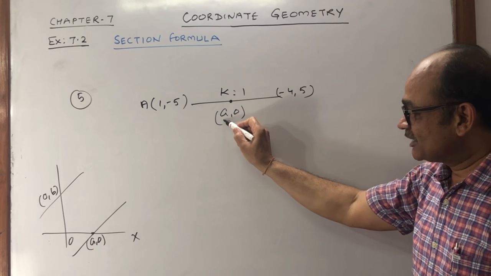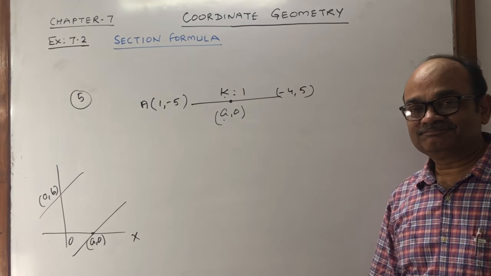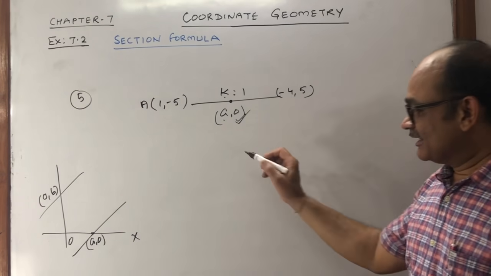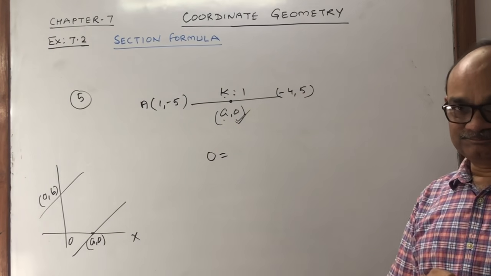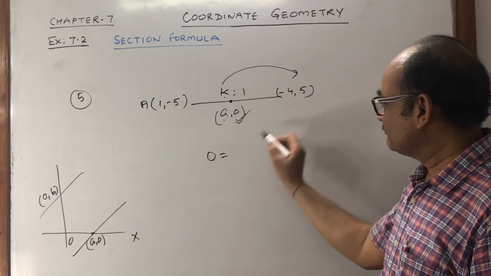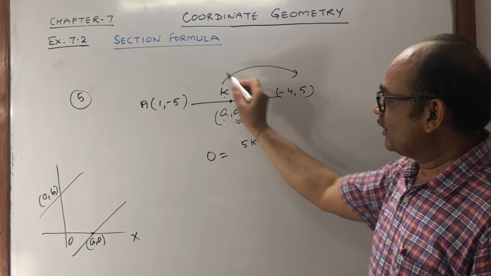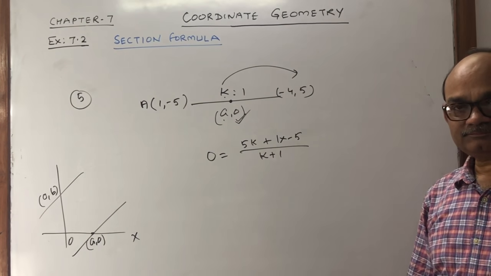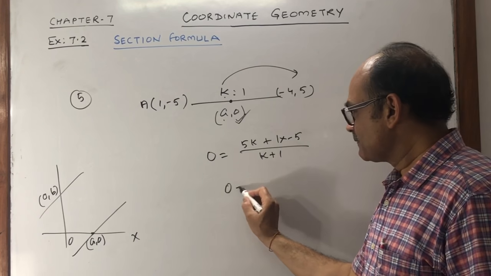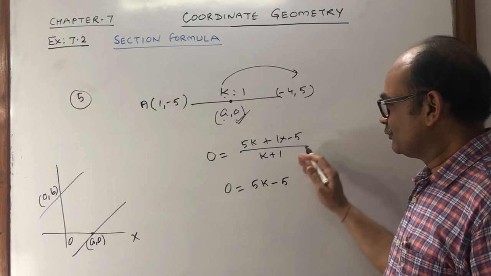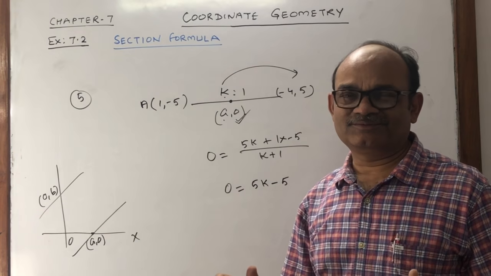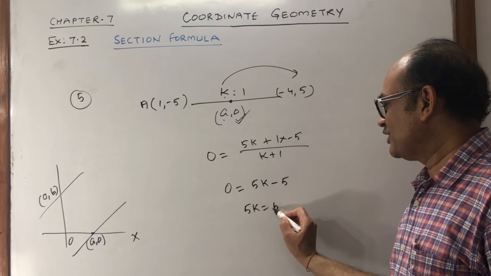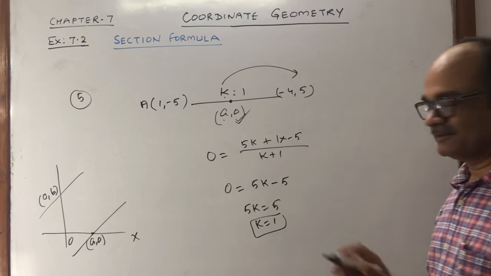Now variable a is unknown, variable k is unknown, but the idea 0 is with us. So why not? We are comparing with 0 y coordinate. So k into 5, 5k plus 1 into minus 5 divided by k plus 1. Cross multiply. Many students make a mistake here, k plus 1 into 0, k plus 1. Oh, everything will get messed up. Be cautious. 5k equals 5, k equals 1.